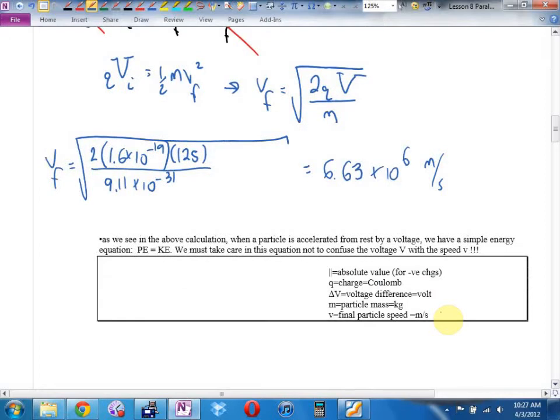as we see in the above calculation, when a particle is accelerated from rest, simplest case, by a voltage, we have a simple energy equation. Potential energy equals kinetic. In fact, we get QV equals a half mv squared. Except, as we wrote here, we must take care in this equation not to confuse V with V. My college physics teacher always taught us to put little wings on your capital V, and that way it stands out.